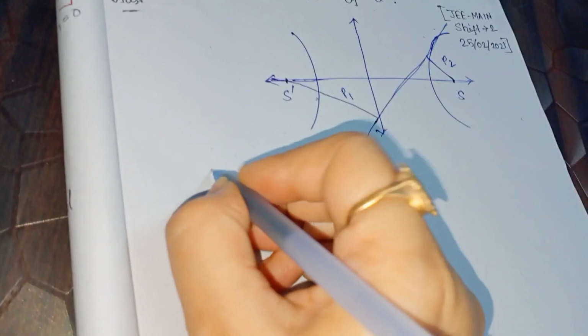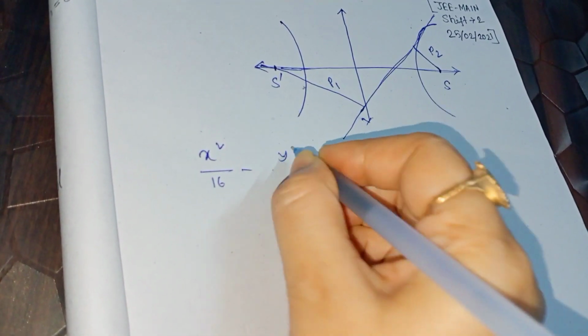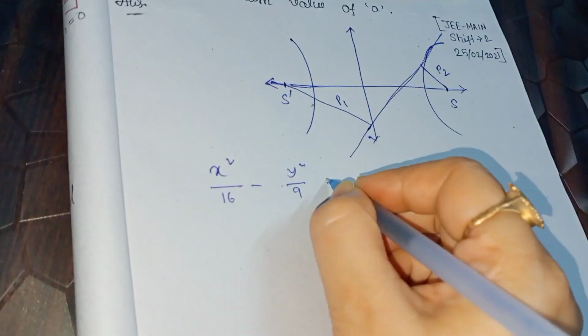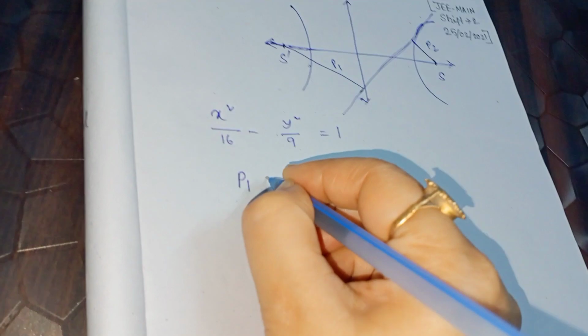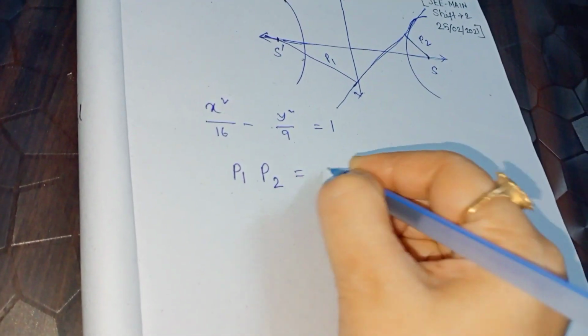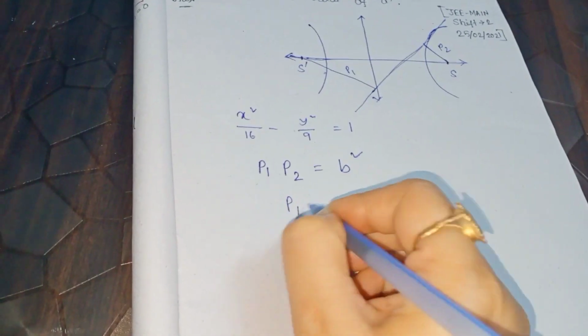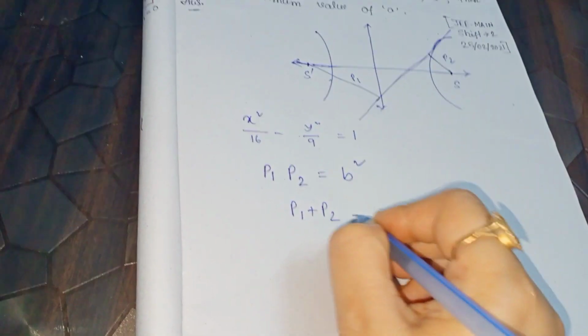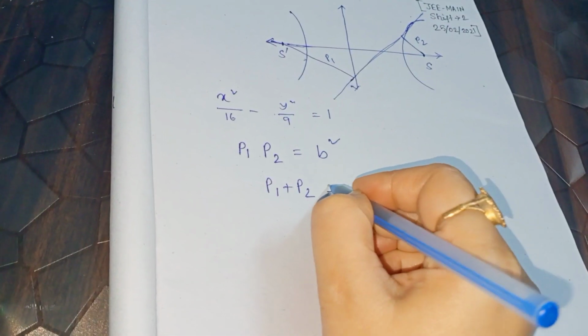So the question, the hyperbola is x square by 16 minus y square by 9 is equal to 1. Therefore P1 P2 is equal to B square. P1 plus P2 is given, we should calculate what P1 P2 is.